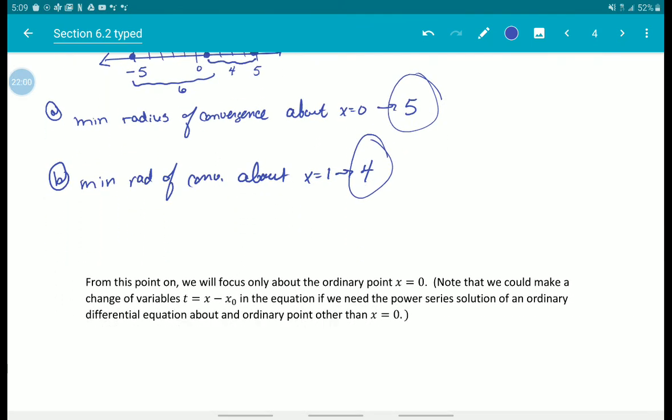So from this point on, we're really going to focus only on ordinary points around 0. We could change things if we wanted to look at things other than 0, but we're really going to focus on that x equals 0 ordinary points. And we're going to find power series solutions for differential equations that are centered around 0.